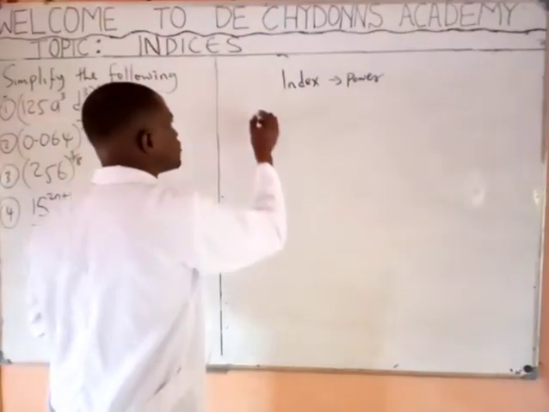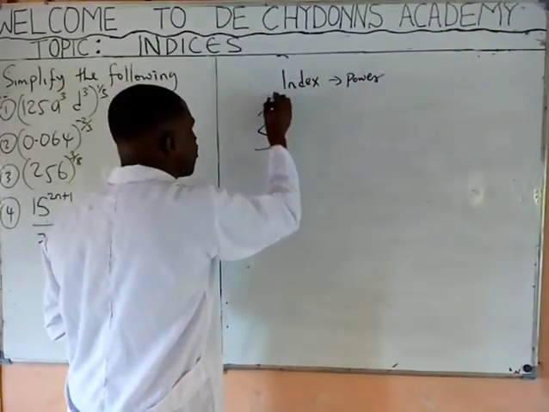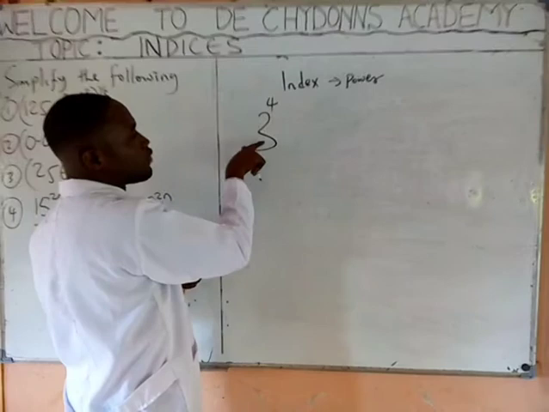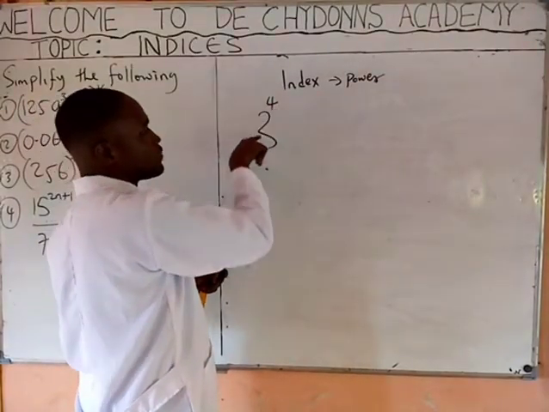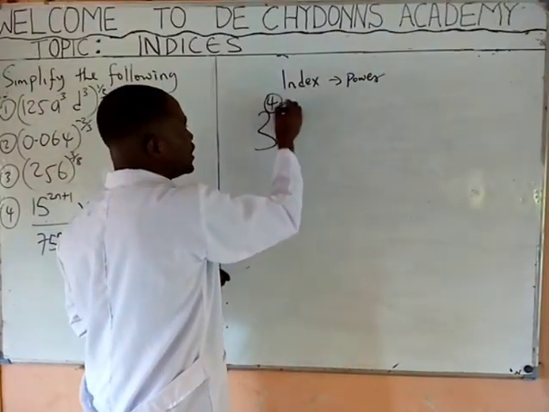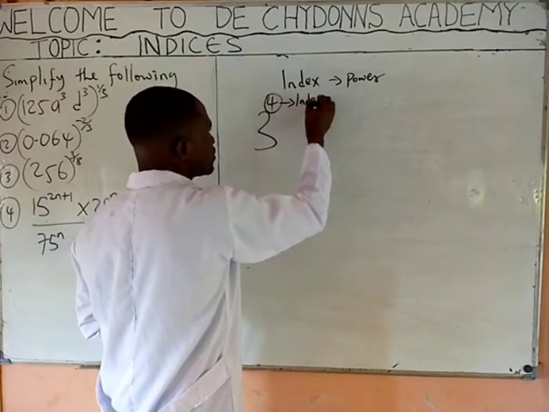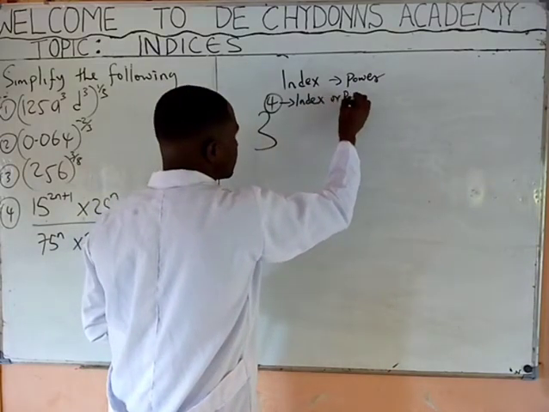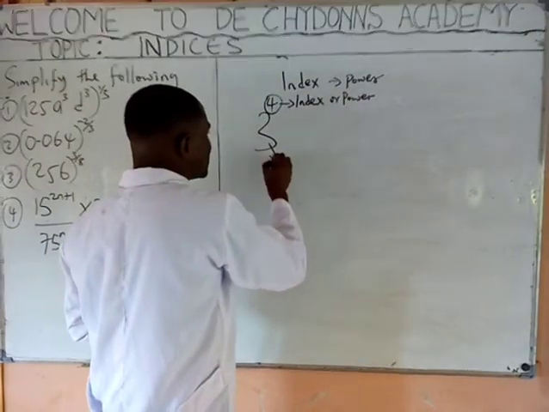What do you mean? 3 raised to the power of 4. The index of 3 means the power of 3. That is 4. This is your index or power, whereas this is the base.